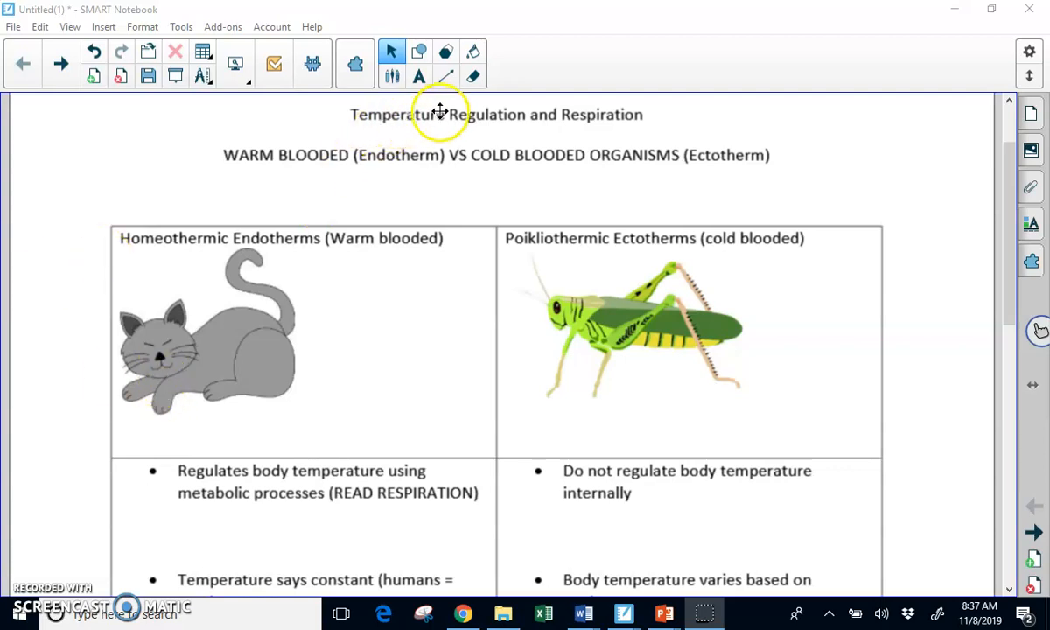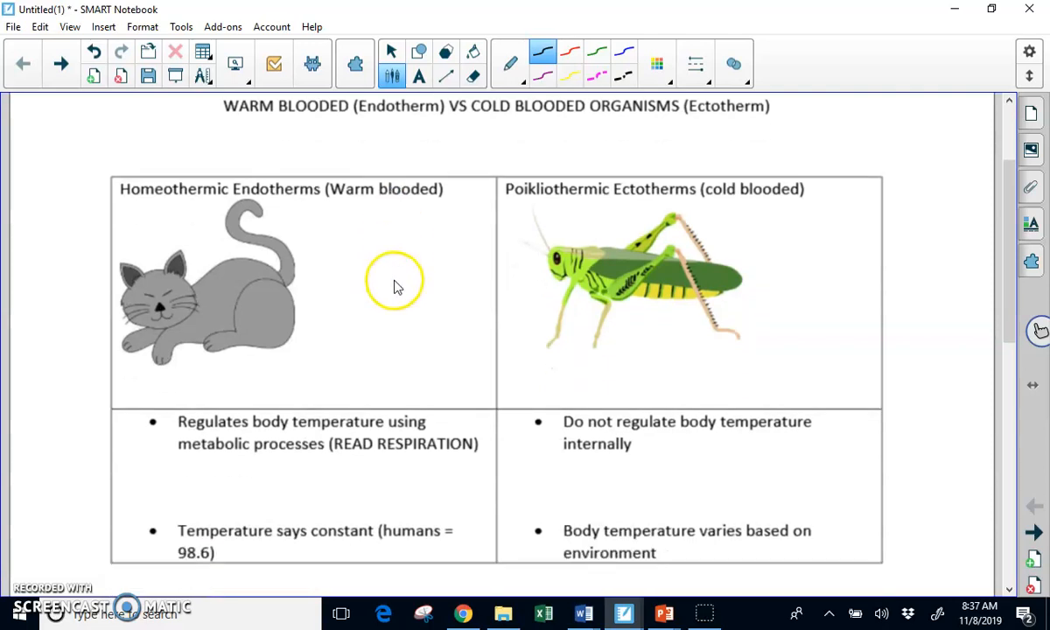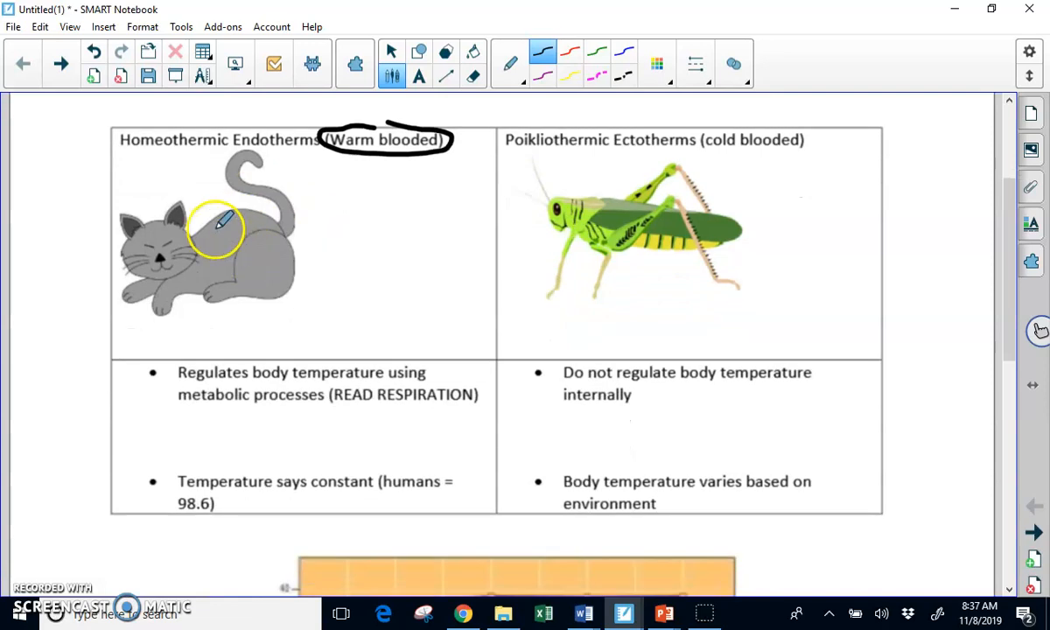So today's lesson is going to be on temperature regulation, and how respiration helps in temperature regulation. We're first going to talk a little bit about the basics of temperature regulation, and then we're going to talk about how respiration helps in temperature regulation. In terms of temperature regulation, there are two classes of organisms. One class is called Homeothermic Endotherms, and classically we refer to them as warm-blooded organisms. An example of a warm-blooded organism is this little kitty over here.